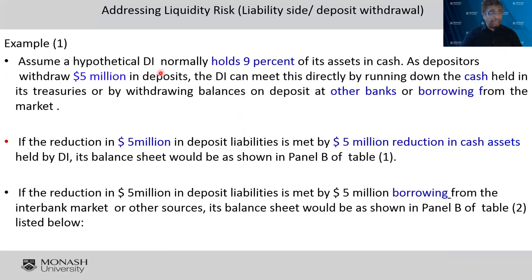Now, assume a hypothetical DI, deposit institution, normally holds 9% of its assets in cash. So this is 9%. As depositors withdraw 5 million in deposits, the deposit institution can meet this directly by running down cash held in its treasuries, or by withdrawing balances on deposit at other banks, or borrowing. Now, this is 5 million. If the reduction of 5 million in deposit liabilities is matched by a 5 million reduction in cash assets, and when I say cash assets, I mainly mean securities held by financial depository institutions, its balance sheet would be shown in the following panel B, which I will show now.